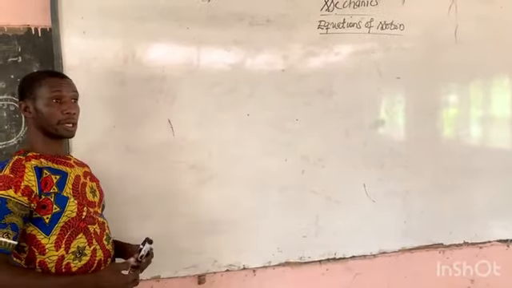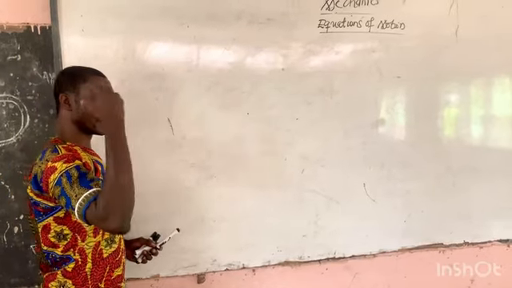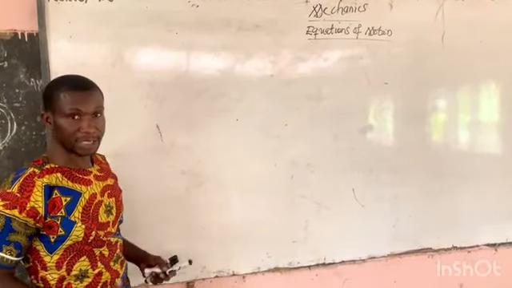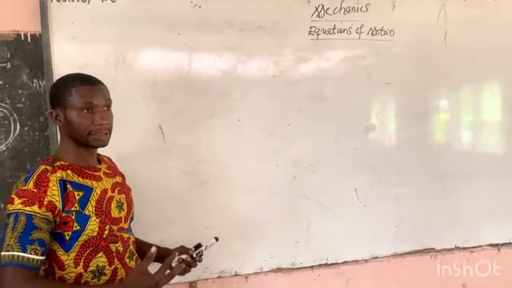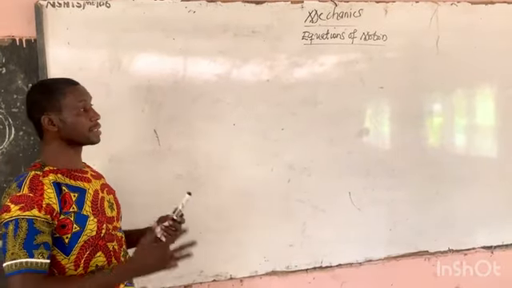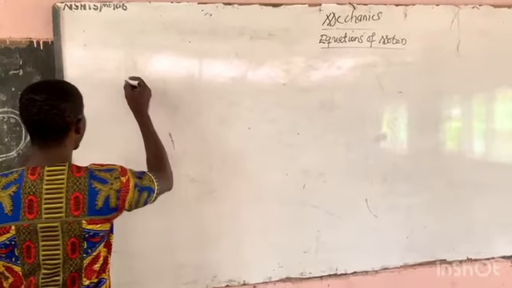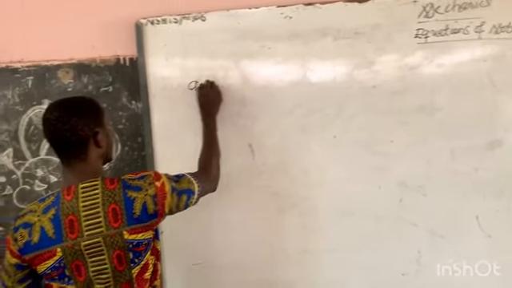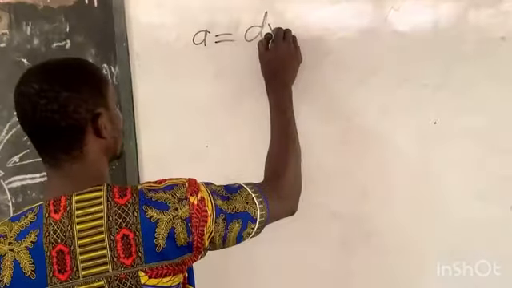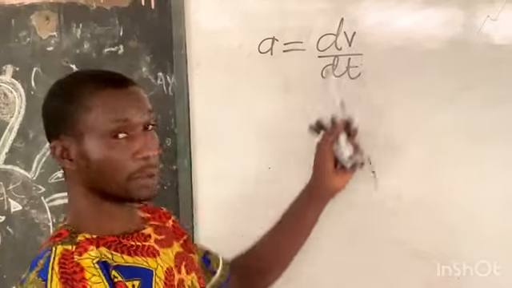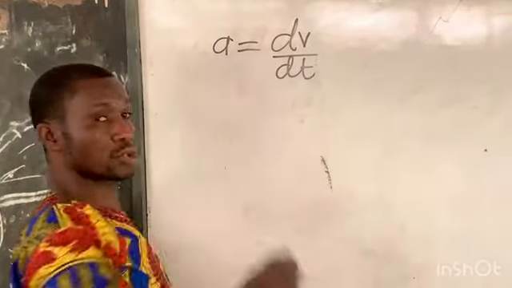Now, what's the relationship between acceleration, displacement, and velocity? They are all vector quantities. They are related in one way or the other, and I'll make this relationship between them known to you. Acceleration is given as change in velocity with respect to time. That's dv/dt. That change in velocity with respect to time gives acceleration.